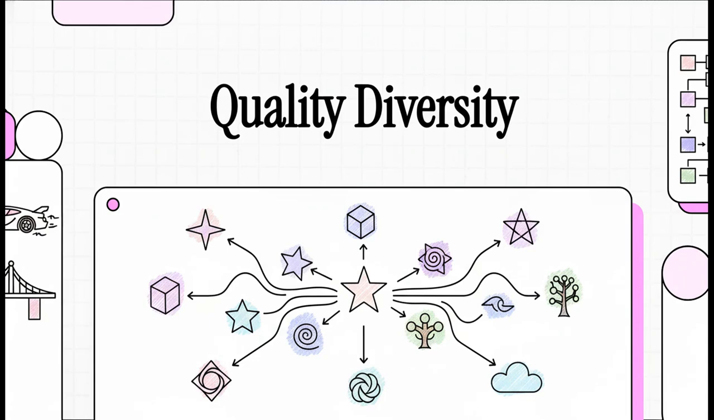When we think about optimization, we usually picture this hunt for the one single best answer, right? The fastest car, the strongest bridge, the most efficient algorithm. But what if the goal wasn't to find one perfect solution, but an entire universe of really great ones? Okay, let's dive into this powerful idea called quality diversity.